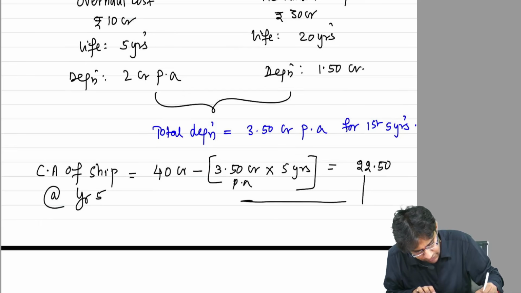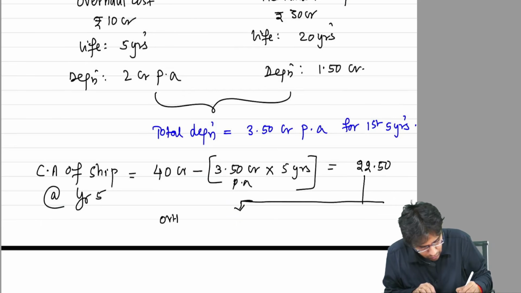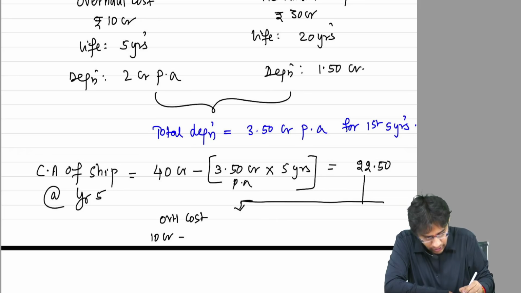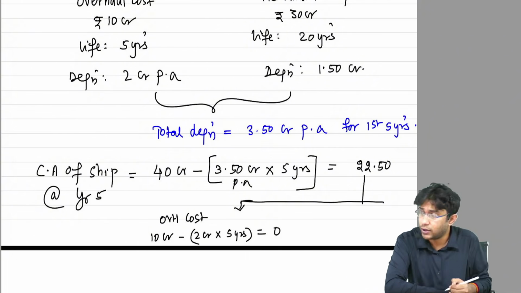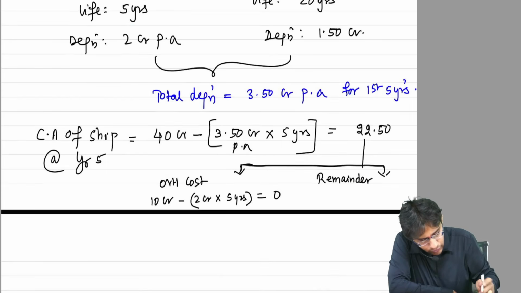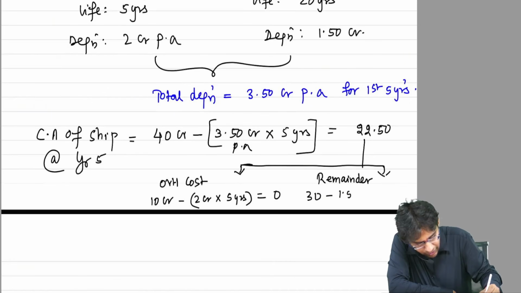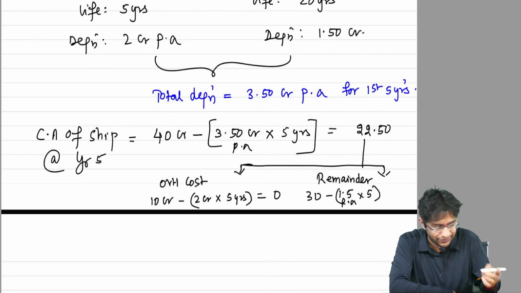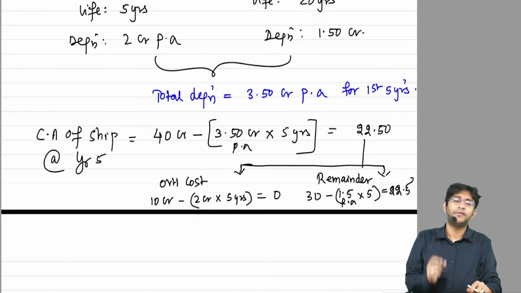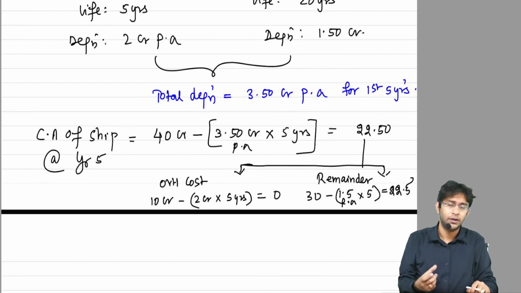In this 22.5 crores, overhaul cost component, if you see, 10 crore you identified originally. In that, every year 2 crores per annum for a period of 5 years you have written off. So today its value is 0. The overhaul cost is not there. Remainder, if you check, remainder you originally capitalized at 30. On that 1.5 crore per annum you are providing depreciation for a period of 5 years. So 5 into 1.5 is 7.5. 30 minus 7.5 is 22.5. So your carrying amount of the asset today represents only the remainder ship, but not the overhaul cost.